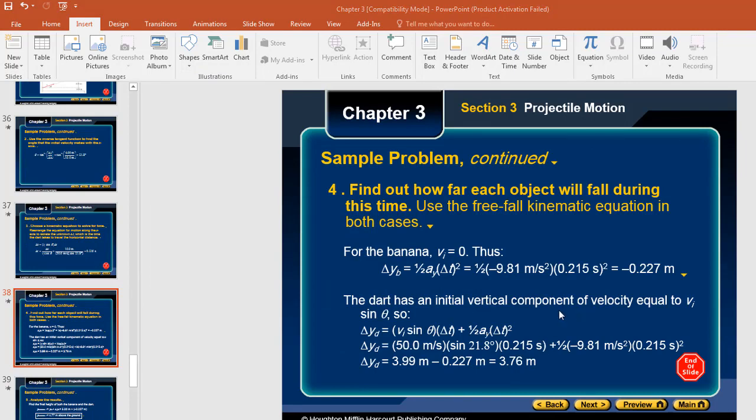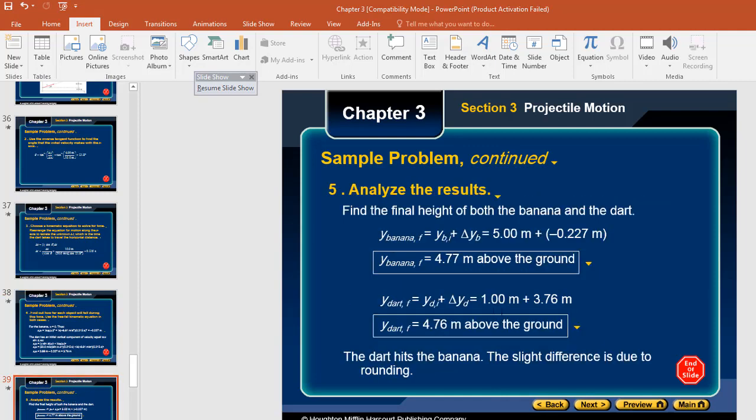So in this problem, we know delta y for the banana, and we also know delta y for the dart. Once you know delta y for the banana, you can know the height, or y, for the banana. It's y initial for the banana plus delta y banana. Delta y banana is negative because it's falling down. For the dart, it's y initial for the dart plus delta y for the dart, which is positive because the dart is going up. From that you can see that the heights of the banana and the dart are almost the same. So eventually, in this case, the dart will hit the banana, and that slight difference is due to rounding.